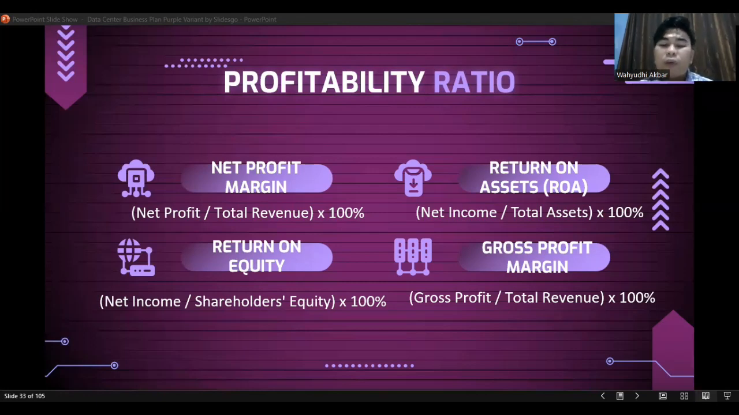The fourth one, we have gross profit margin. The formula is gross profit divided by total revenue times 100%. This ratio measures the extent to which the company generates profit from the sale of products or services after considering production costs.